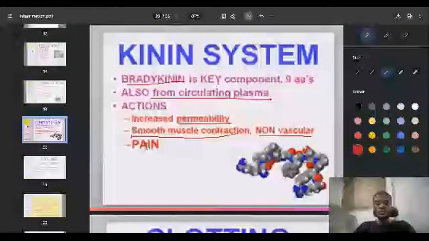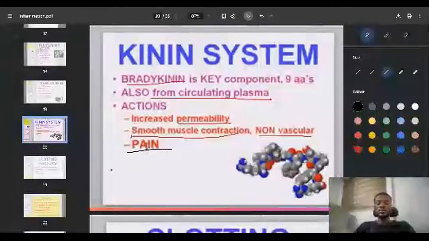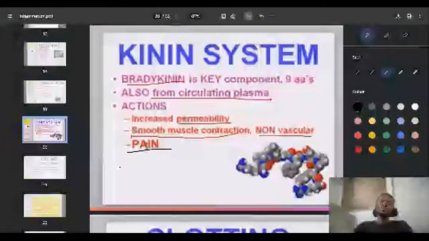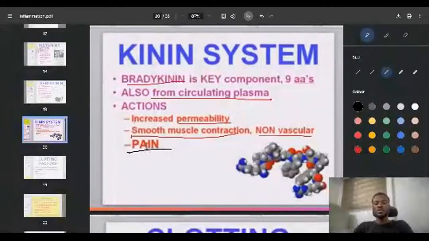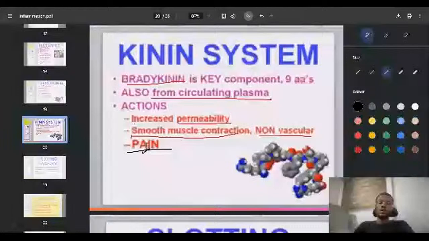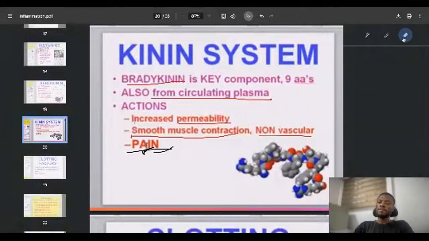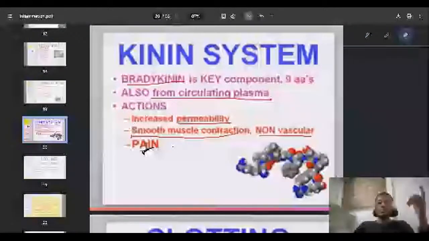And some of the effects of kinin is the pain. So we mentioned that inflammation has cardinal characteristics: pain, heat, redness, edema or swelling, and then loss of function. So this kinin system is one of the key causes of pain, probably due to their action on what? Nerve endings within the area of inflammation.